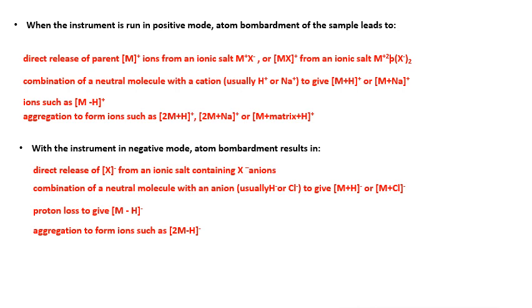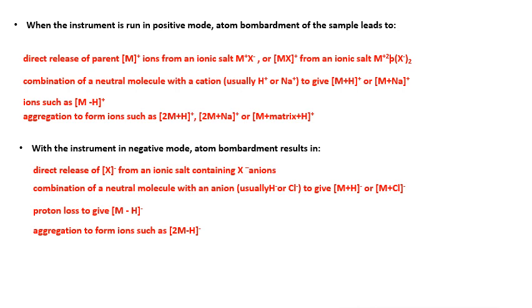Also ions such as M minus H plus. It can also be possible that one of the protons is clipped, so you will get that M-H peak. Aggregation may take place to form 2M+H and 2M+Na+, this kind of thing. Or your molecule can be in the matrix itself with the protonated form to give this kind of aggregated form. So in the positive mode, you have to analyze all these possibilities. Your molecular ion peak can also be in the form of M+H, M+Na, and also M-H.